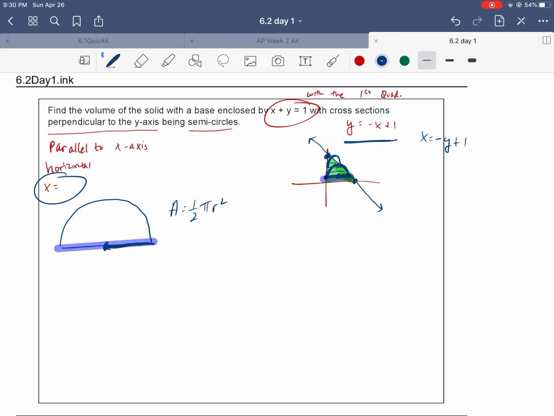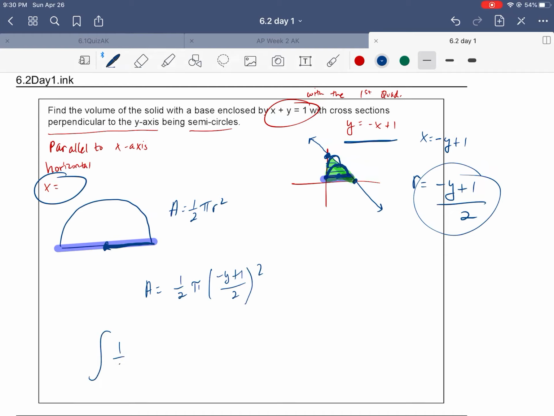And then I need to cut it in half. So my radius is negative y plus 1 divided by 2. Right? The x equaling negative y plus 1 gave me the entire distance from y-axis to line. For the radius, I only want half of it. So area equals 1/2 pi times (negative y plus 1) over 2, squared. Integrate that.